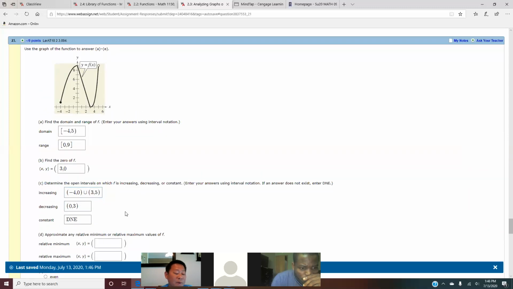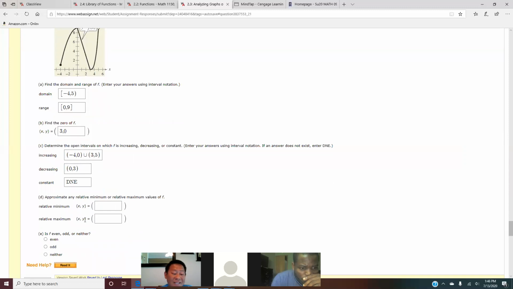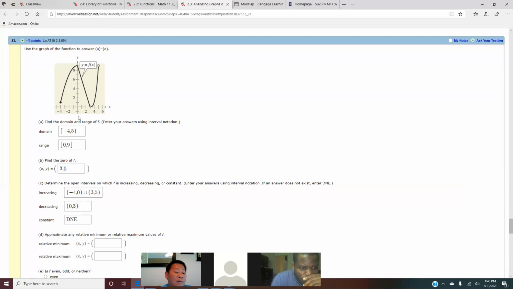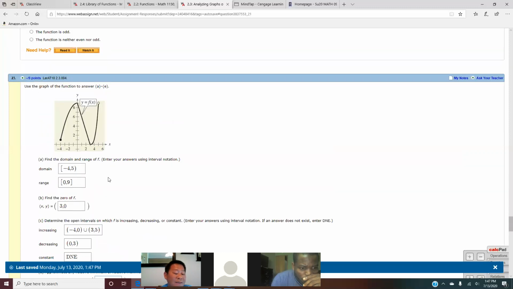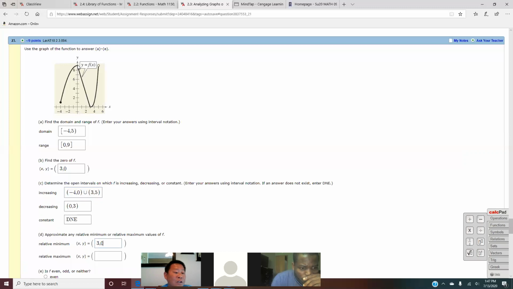Next, relative maximum and minimum. Again, they give you x, y, meaning this is in coordinate form, so they want it in coordinates. Relative minimum means the lowest turning point. This is the lowest turning point, and its coordinates are (3, 0). Class, this is already given in parentheses, so you do not need to add an extra parenthesis here. Relative maximum means a turning point at the max. This is a turning point at the max, and its coordinates are (0, 9).